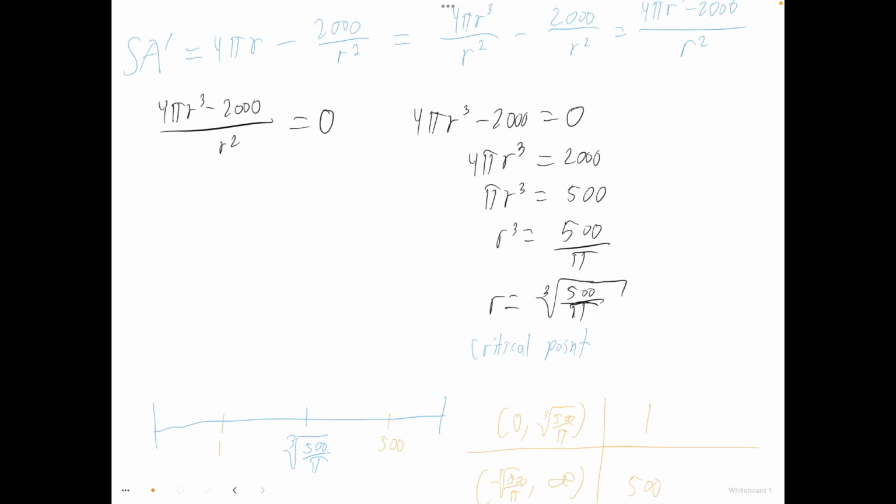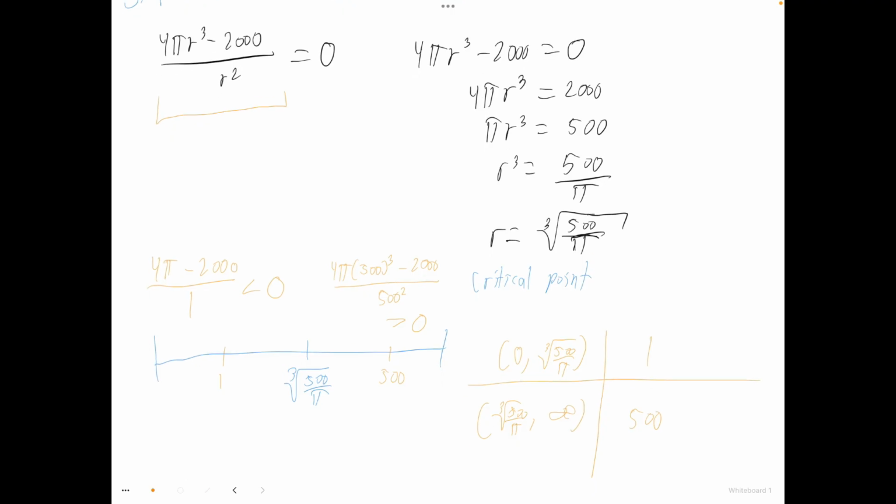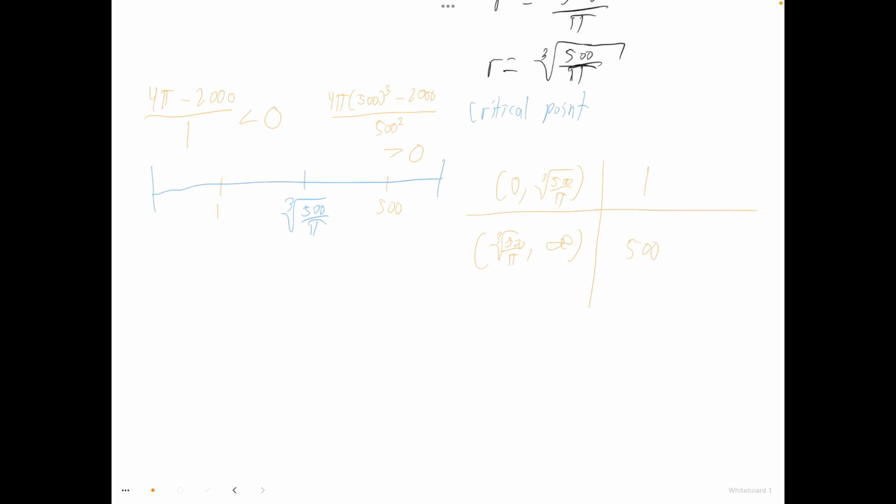Now we're plugging them into the derivative, which, remember, is this expression up here, ignoring the 0. If you plug in 1 here, you're going to get 4 pi times 1 minus 2,000 divided by 1, and that is clearly negative. So this is clearly less than 0. And if I plug in 500, I'm going to get 4 pi times 500 cubed minus 2,000 divided by 500 squared. Now, I don't know exactly what that is, but that is clearly greater than 0. You can actually compute it with a calculator, I just didn't do that ahead of time. But really all we care about is the sign.